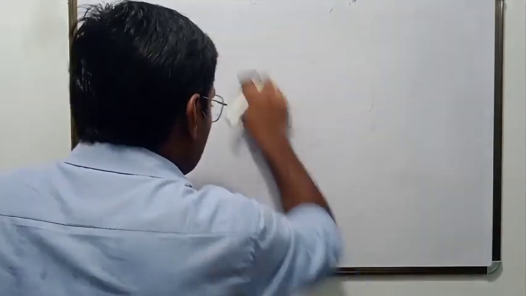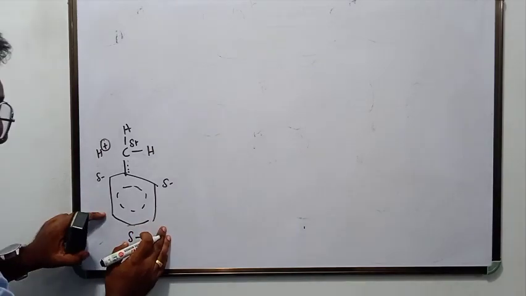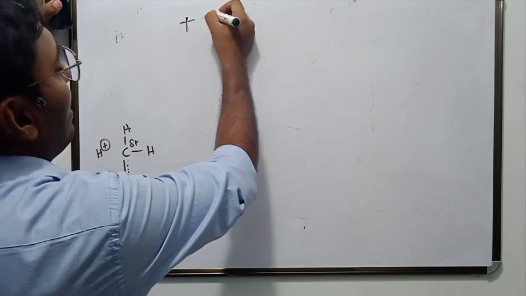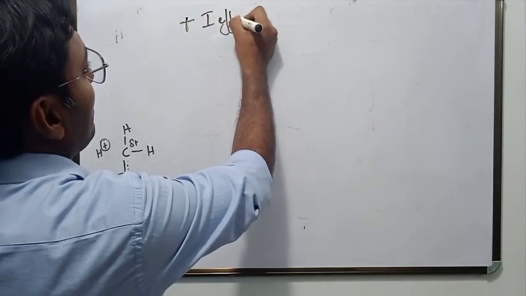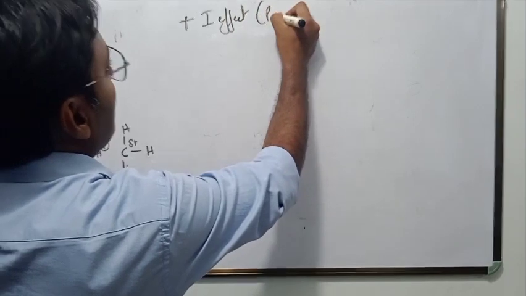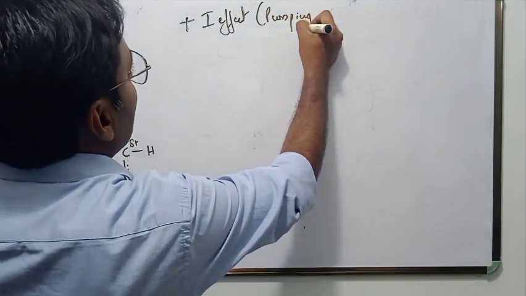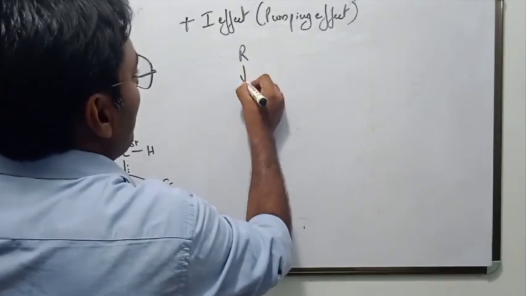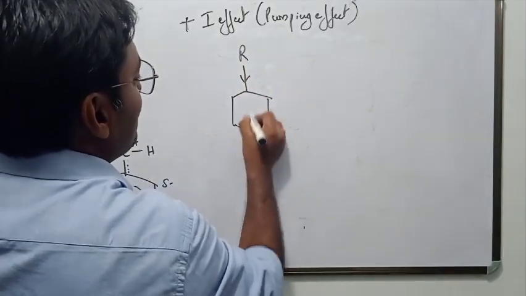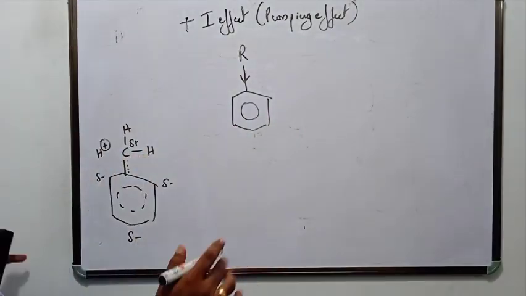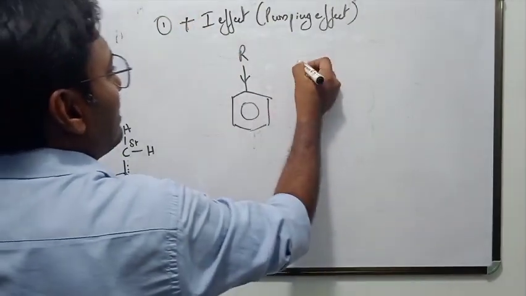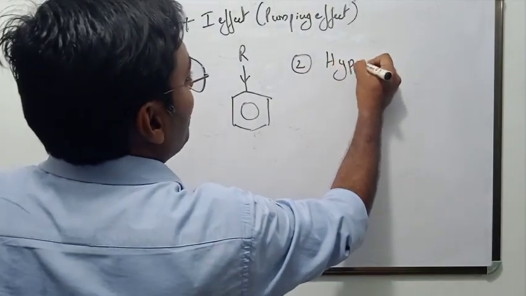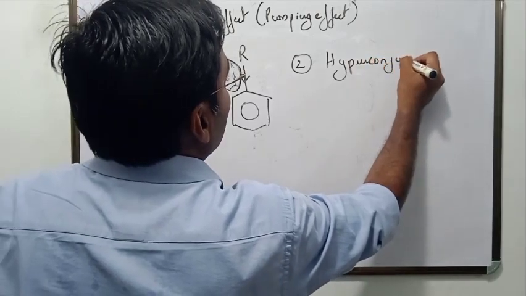The thing is that this structure, this here, has 2 effects. One is the plus I effect, correct? It is having a pumping effect. R groups are having a pumping effect. This is an R group, it would have a pumping effect. So there is a pumping effect, there is no doubt, and there is another effect, which is the hyperconjugative effect. What is hyperconjugative effect?